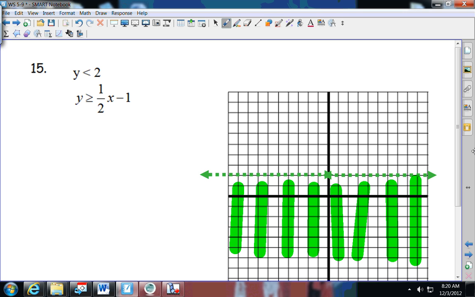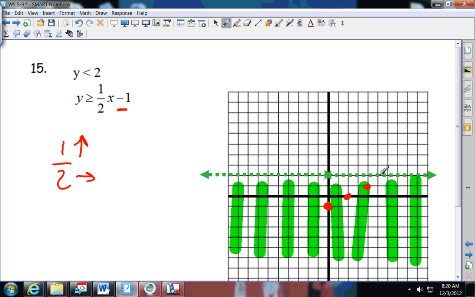Now I'm going to graph the second one. I'm going to start at negative 1. My y-intercept is negative 1. My slope is 1/2, which tells me to go up 1 to the right 2. So from here, I'm going to go up 1 to the right 2 and put a dot.